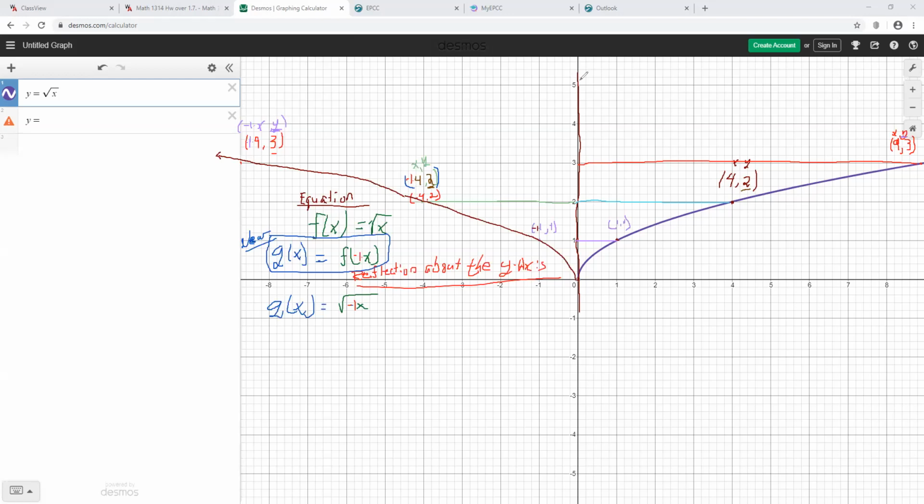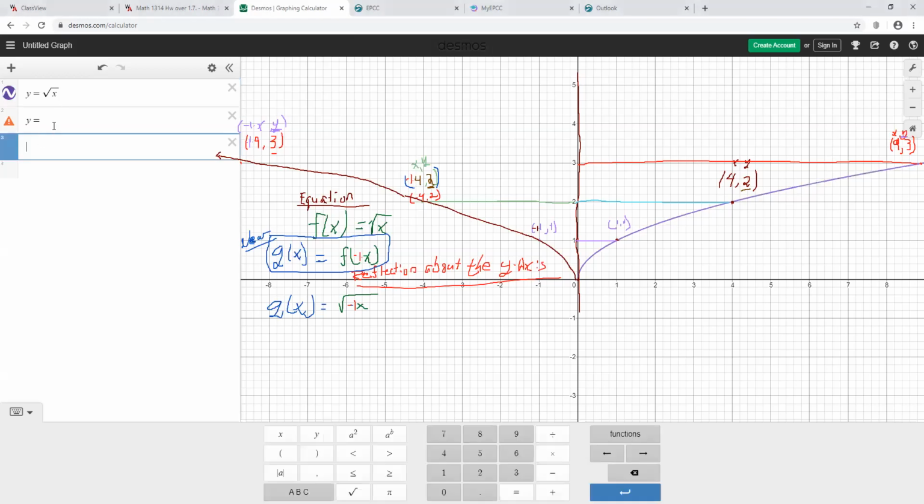And if we look at Desmos, oh, I'm on Desmos, what am I talking about? If we take the square root function, which is this one, and multiply it by a -1, we should get this reflection of this original one. And there it is. Okay. Any questions here? No, sir.